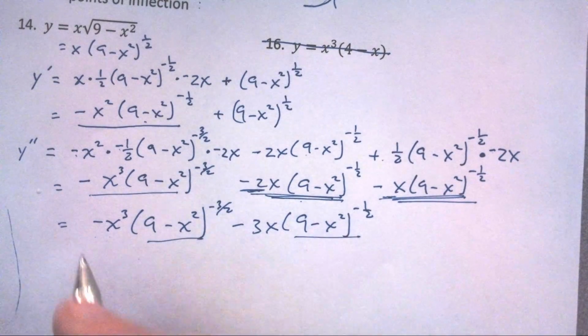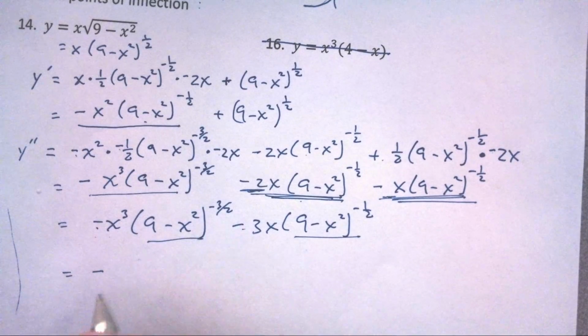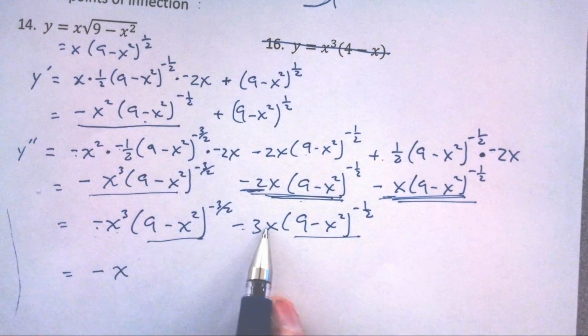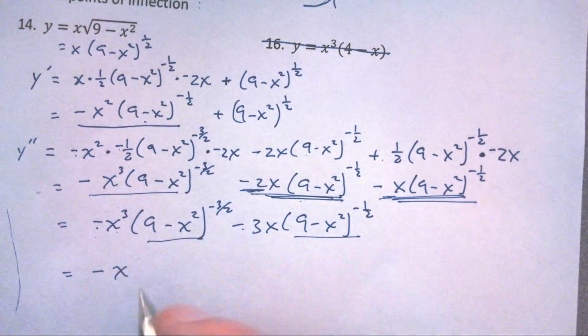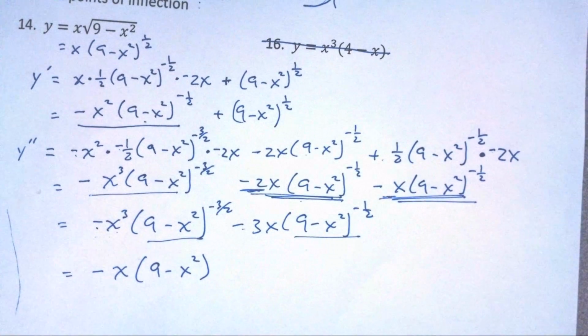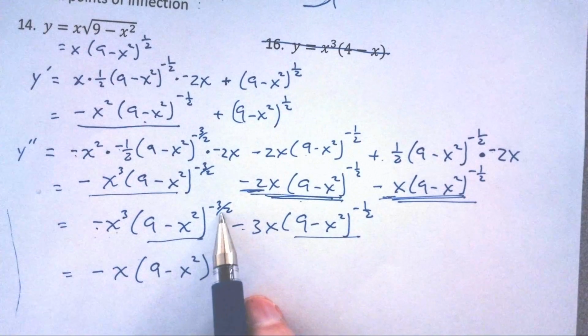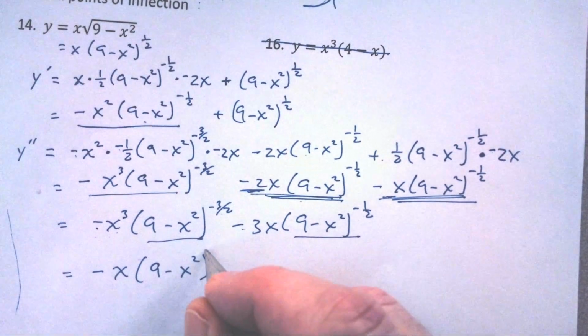This term and this term, I am going to factor out a negative. They both got one to give. I'm going to factor out an x. They both got a plain old x. And they both have these 9 minus x squared things. I'm going to factor out the smaller number of those. The smaller number between negative 3/2 and negative 1/2 is negative 3/2.